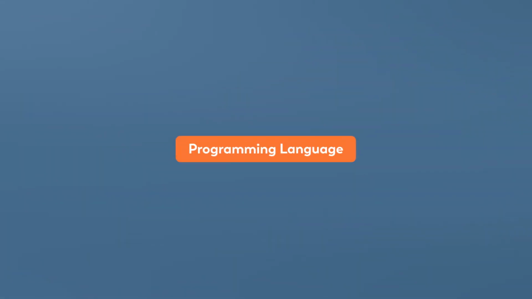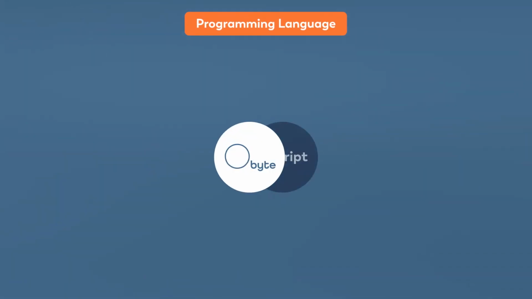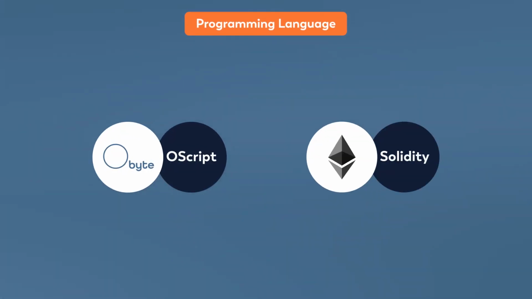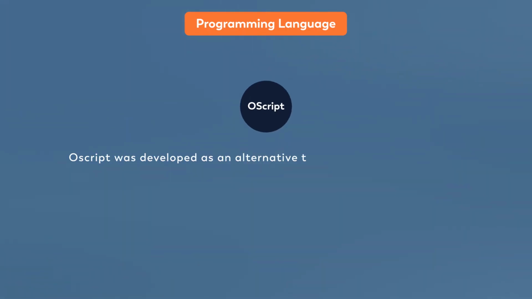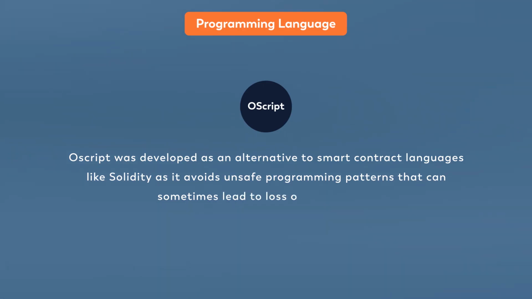Another key difference is the programming language. Obyte uses Oscript, while Ethereum uses Solidity. Oscript was developed as an alternative to smart contract languages like Solidity, as it avoids unsafe programming patterns that can sometimes lead to loss of user funds. While each protocol uses a different programming language, it should be noted that they are still compatible, and bridges have been designed to allow both protocols to be connected.